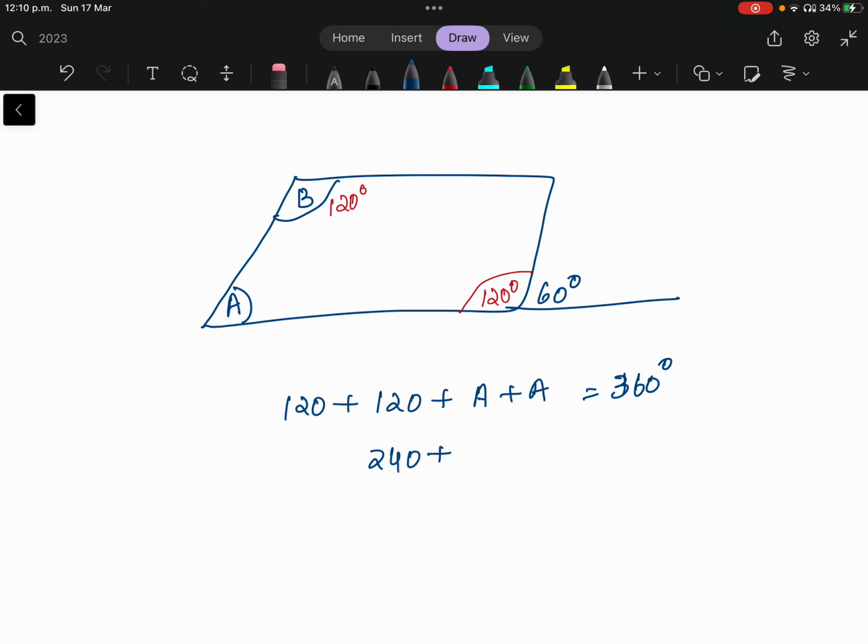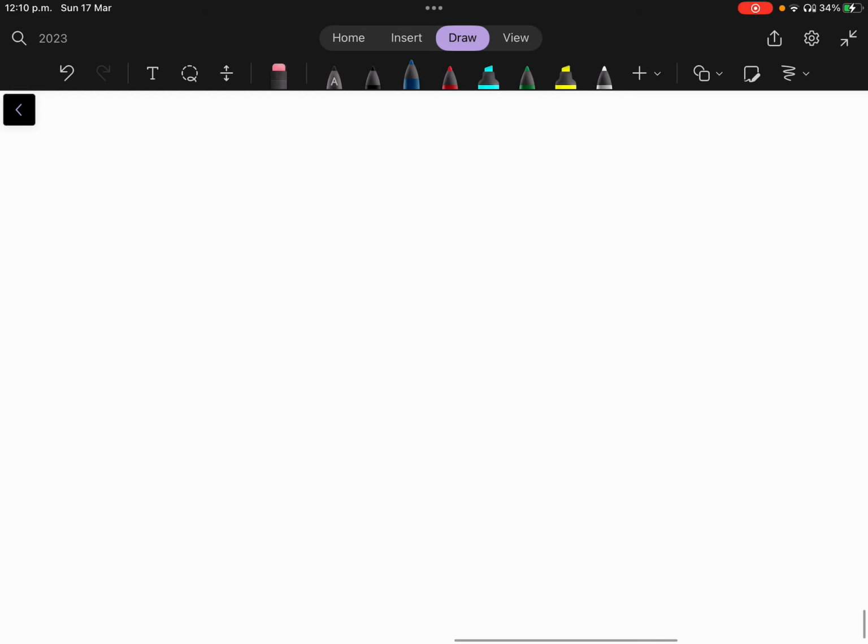So 240 plus 2A is equal to 360 degree. 2A is equal to 360 minus 240, that is 120, and A is equal to 60 degree. So A is equal to 60, this angle will also be equal to 60 degree. Okay, so that is how we find the angles. Now there's another one.